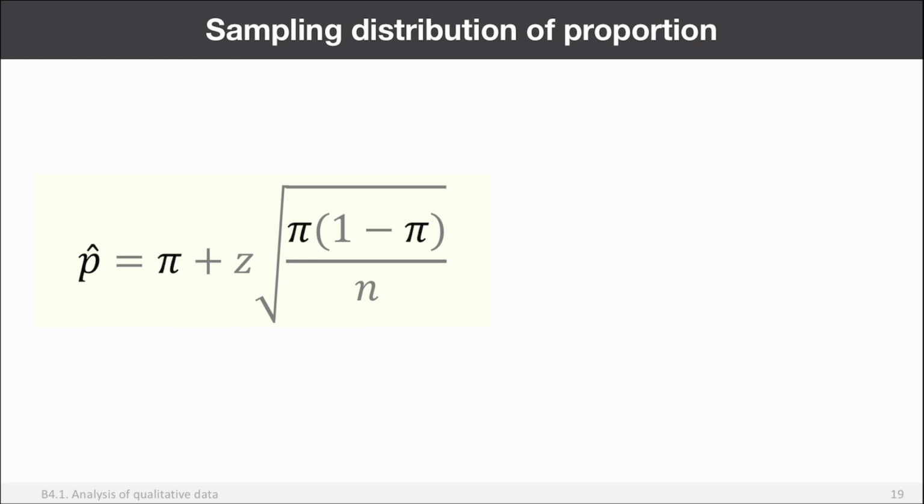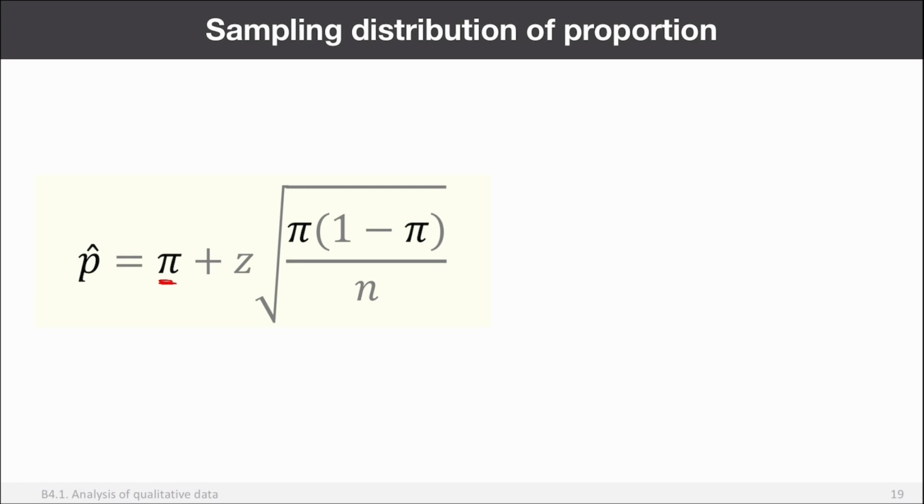So the simple method is as follows. The proportion of your sample varies randomly around the proportion of your population, and this distribution of the proportion of your sample around the proportion of your population is a normal distribution. So you can use the normal distribution in this case under certain requirements, which we'll discuss later.